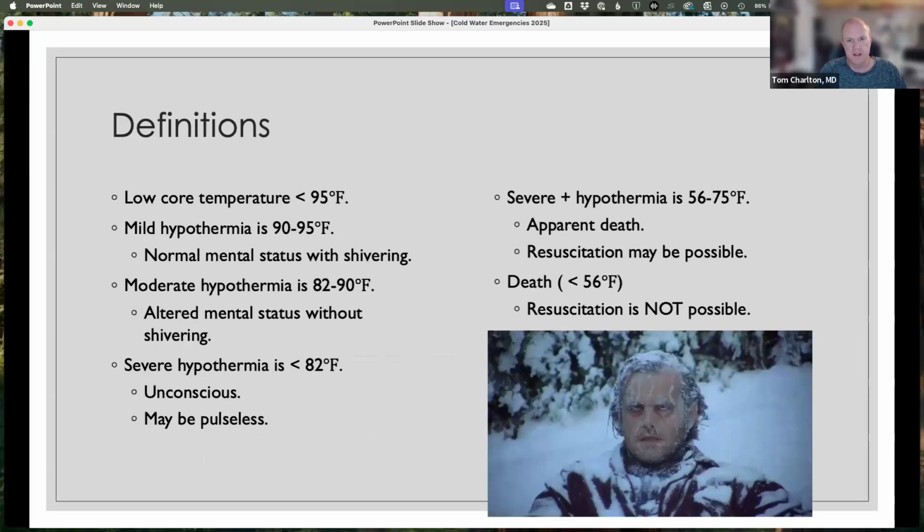So let's define the degrees of hypothermia. Somebody that has a core temperature of less than 95 degrees has a low core temperature. Somebody that has mild hypothermia is 90 to 95 degrees Fahrenheit. And these folks typically will have normal mental status. They typically will be shivering. My experience has been whenever I get this cold, I tend to be a little agitated, but it's just because I'm miserable. Moderate hypothermia is when you've now slipped into that 82 to 90 degrees Fahrenheit range.